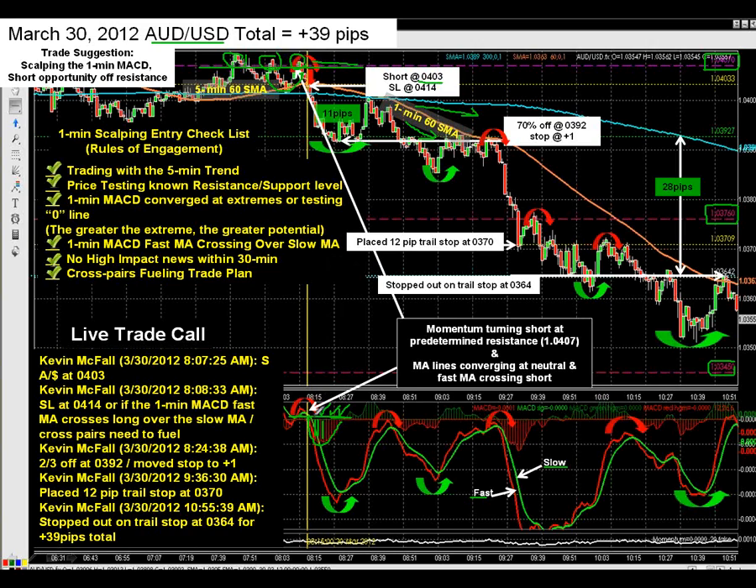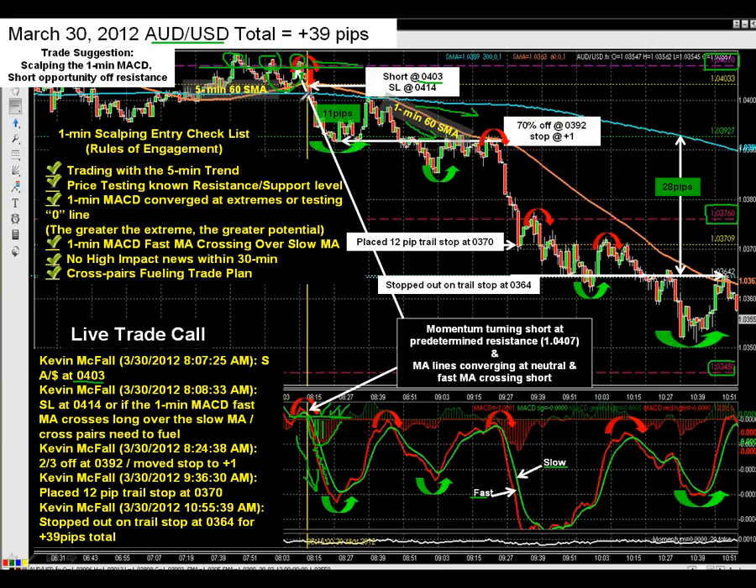We were just waiting for the MACD to give us the right type of signal to say that we're ready to get sellers to come into this market. And indeed, that's what happened. You can see on the live trade call where we entered at 0403, put our stop loss up at 14, and as the MACD lines continued to diverge, showing divergence here, going short here, so did price.